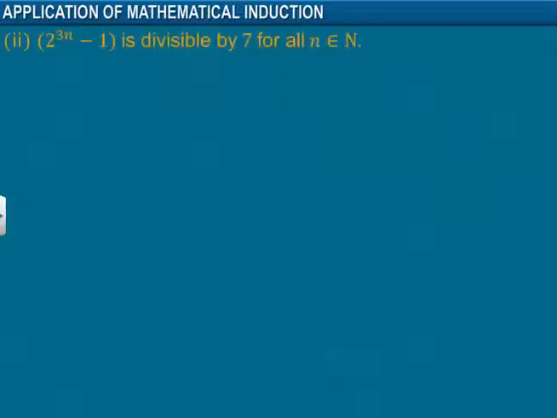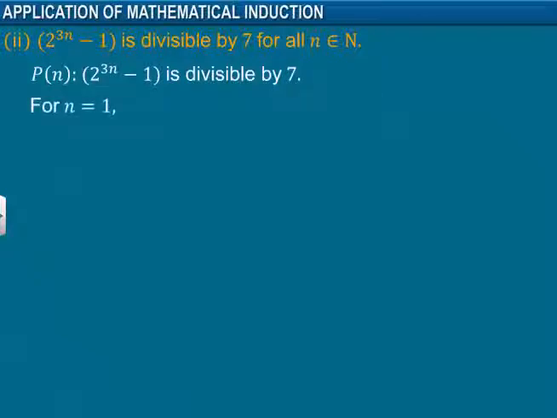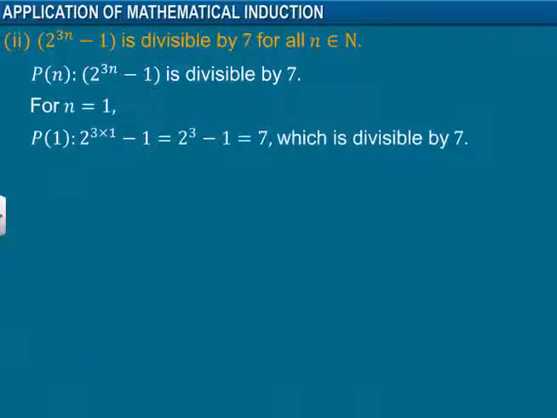The second statement is 2 raised to the power 3n minus 1 is divisible by 7. We have to prove that the expression is divisible by 7 for all natural numbers n. Let this statement be P(n). First, consider the value of n as 1. On replacing n with 1 in the statement, we get 7, which is divisible by 7. Therefore, P(1) is true.